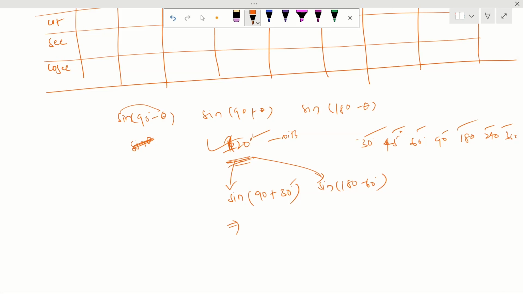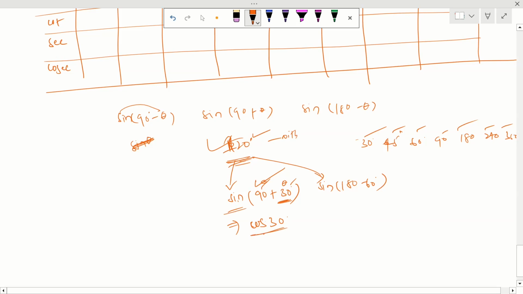Suppose I say here, in the 90 degree case, sine will be converted into cos. Then it is cos theta, and this is the theta value. This theta value means cos 30. Okay, 90 degrees, sine will be converted into cos, and this is cos 30. And the sign of this, it is in the first quadrant. Sorry, this is the second quadrant. In the second quadrant, sine is positive, right?